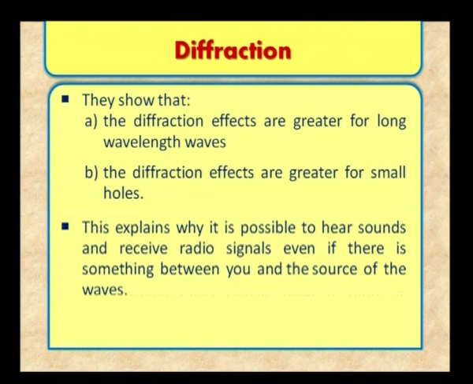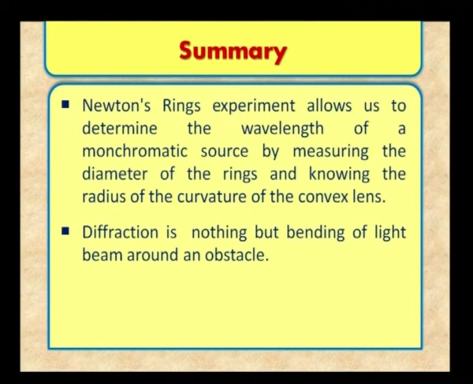Let me now pass on to the summary session. The summary goes as follows. The Newton's rings experiment allows us to determine the wavelength of the monochromatic source by measuring the diameter of the rings and knowing the radius of curvature of the convex lens. Diffraction is nothing but the bending of a light beam around an obstacle.